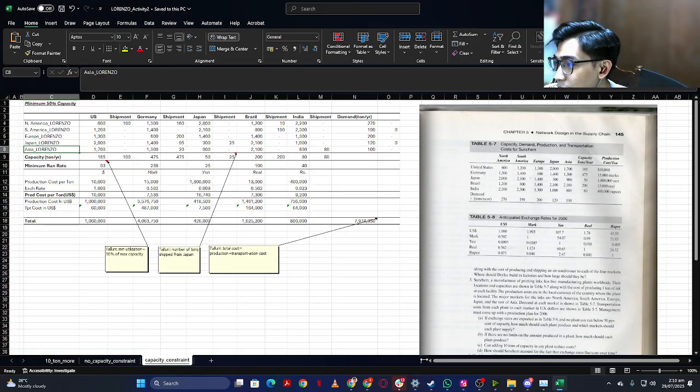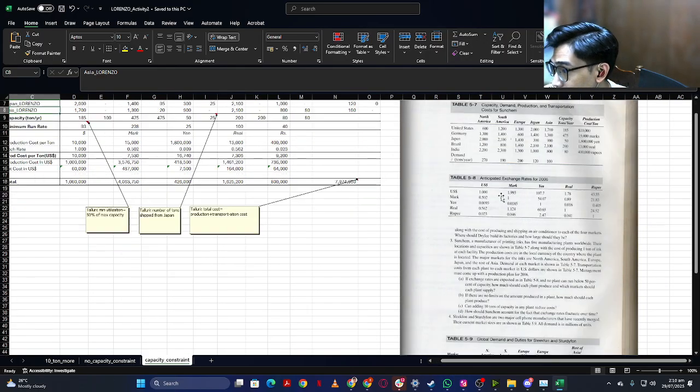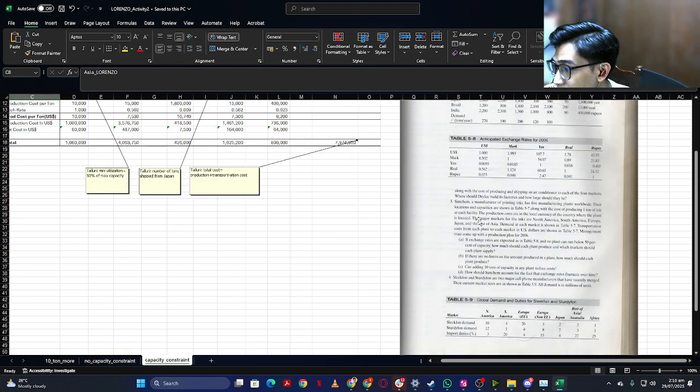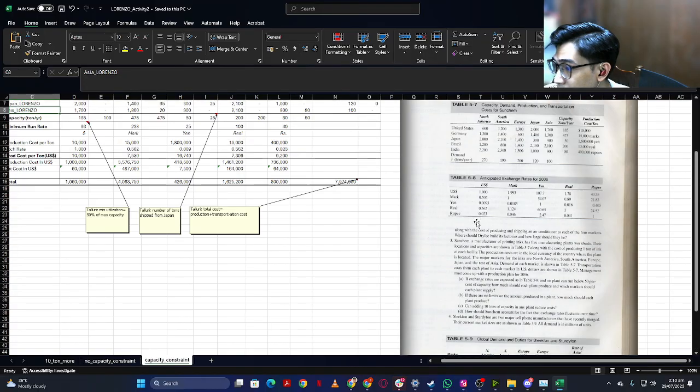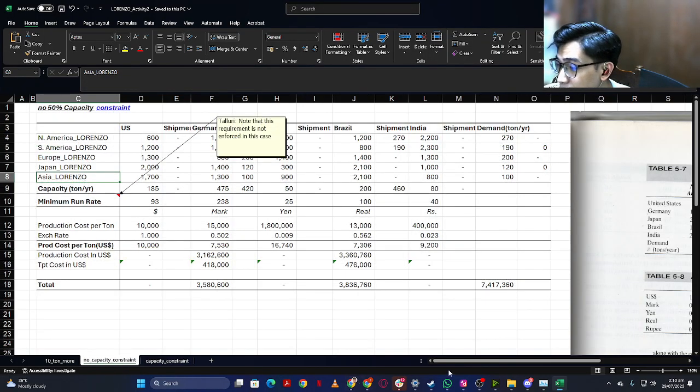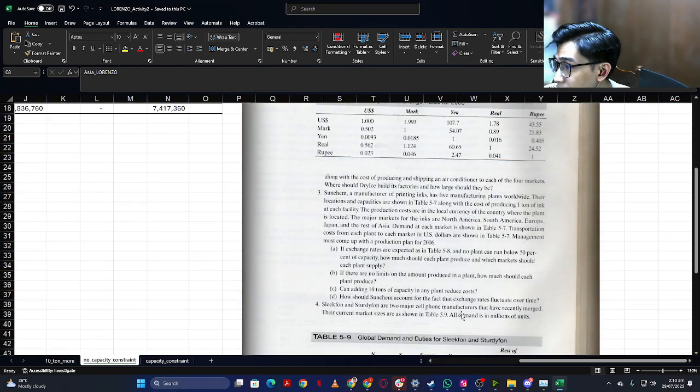So this is the table for supply chain. Along with the cost of producing and shipping an air conditioner to each of four markets, where should the company build its factories and how should they be? All right, just double check here. Oh, here, number three, sorry.